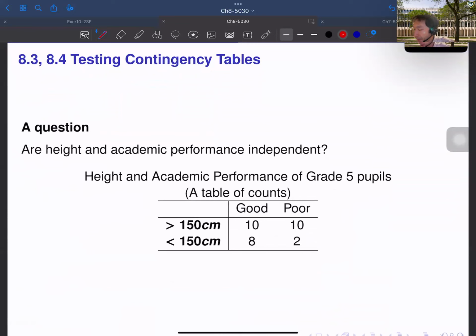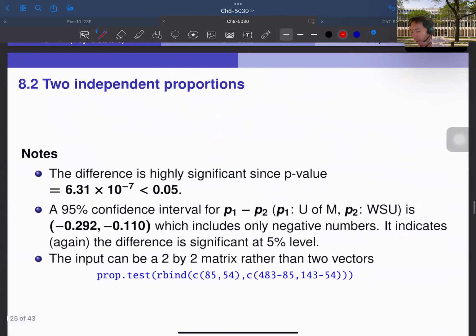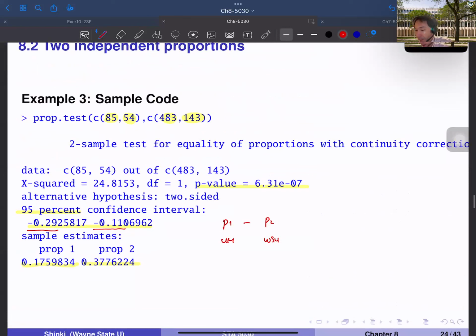Oh yeah, I got a question from Sakina. What is the relation between chi-squared and the proportion test? So again, the chi-square value is the squared z value. So this is z squared.